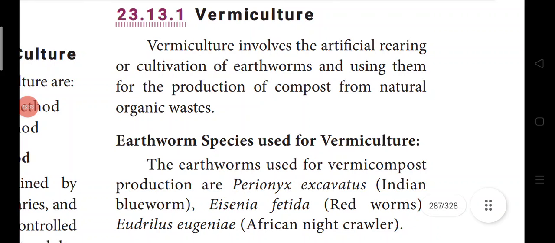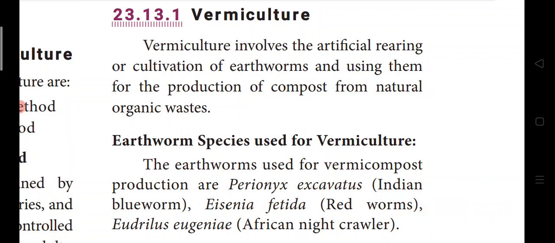The next topic is vermiculture. Vermiculture involves the artificial rearing and cultivation of earthworms and using them for the production of compost from natural organic waste. We have already seen what compost is. So vermiculture means artificially growing earthworms and putting them in the organic waste to make it into manure. This technology we call vermiculture.